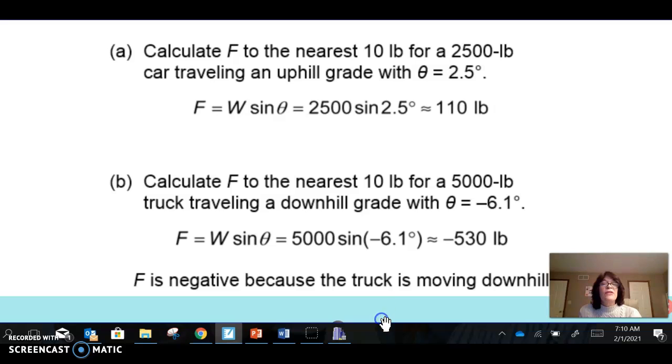F is negative because the truck is moving downhill. So if you see a negative force, you automatically know, oh, this is a car that's moving downhill. Okay?